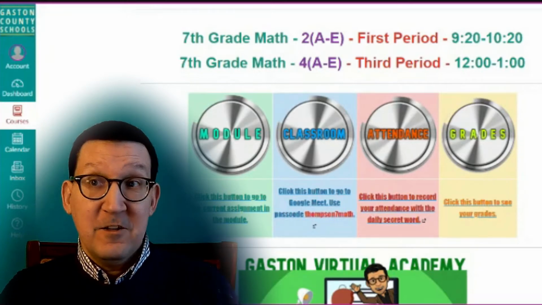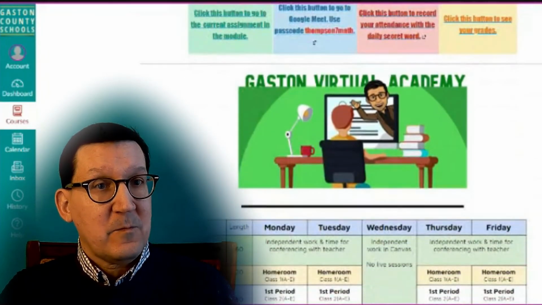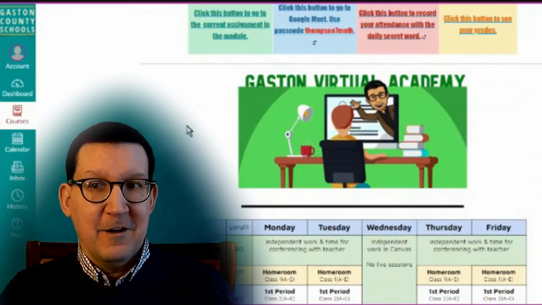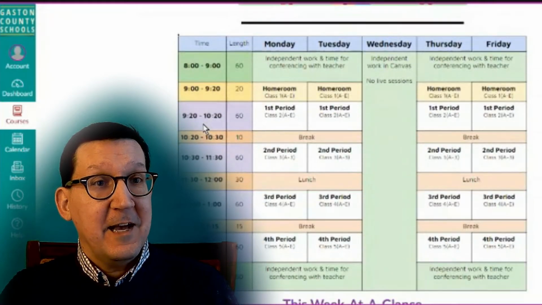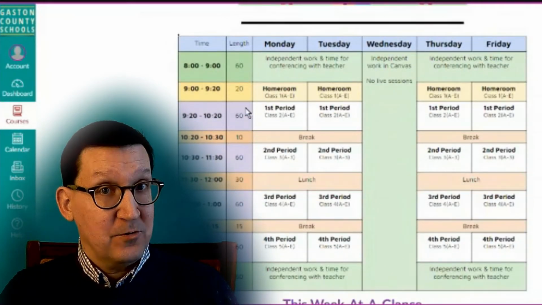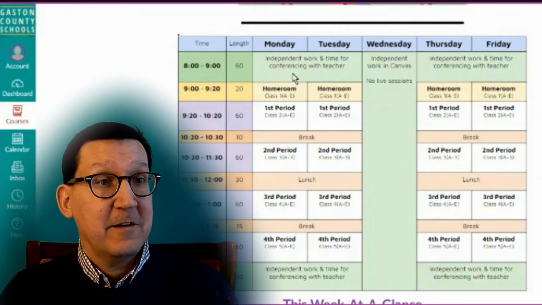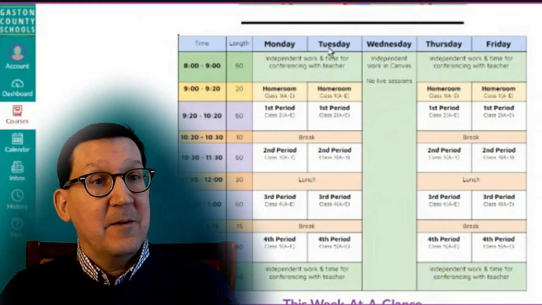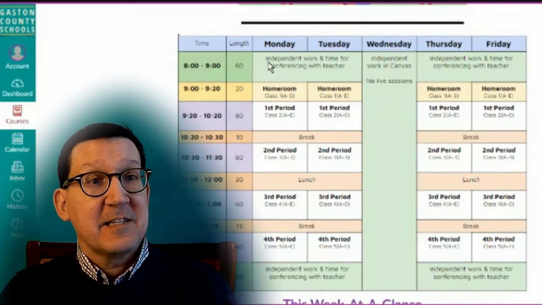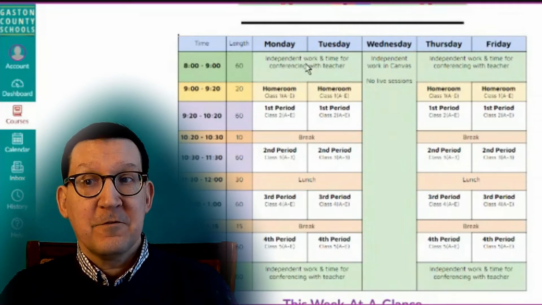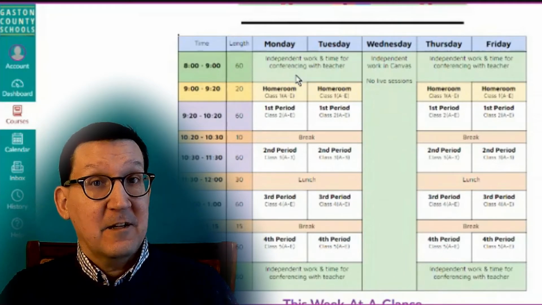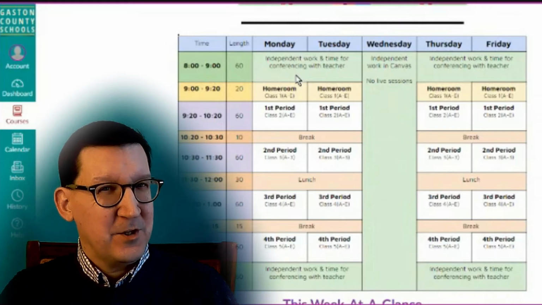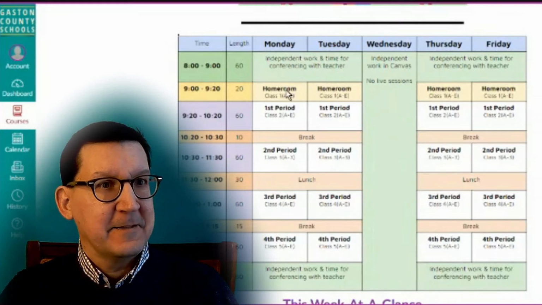Now, continuing to scan on down the page, we have our heading. This is my logo for our class. Underneath that, you'll see we have a schedule, and this is a weekly schedule. This is basically how your day is set up every day of the year. We have it listed by time and by day here. You'll see that from 8 o'clock to 9 o'clock, it says independent work and time for conferencing with me. Those are my office hours. And from 8 o'clock to 9 o'clock, you're welcome to pop in at any time if you have any questions, anything you need to talk about, and I'm here for you.